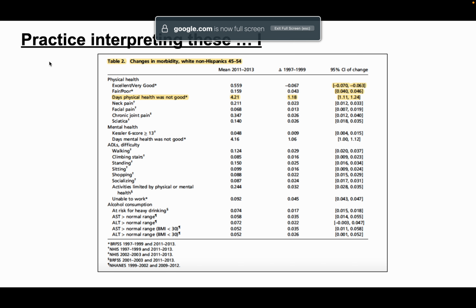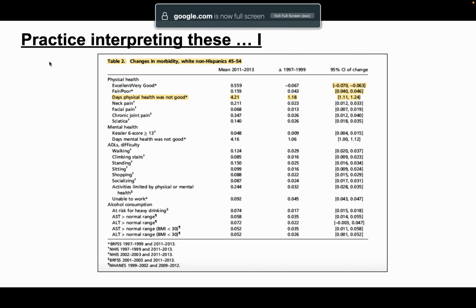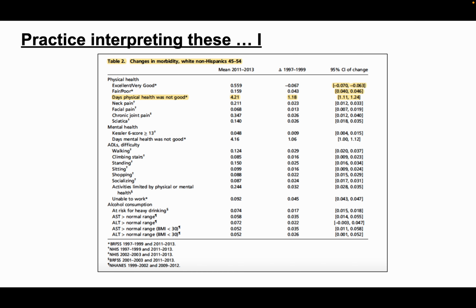So let's practice interpreting these. This is a very famous paper about the reversal of health outcomes among white working class, well, not just working class, but it turned out to be worse among the working class, white non-Hispanics who were middle-aged when this paper came out in 2019. So you can see here that the authors, Case and Deaton, first found the mean days that physical health was not so good in 1997 to 1999.